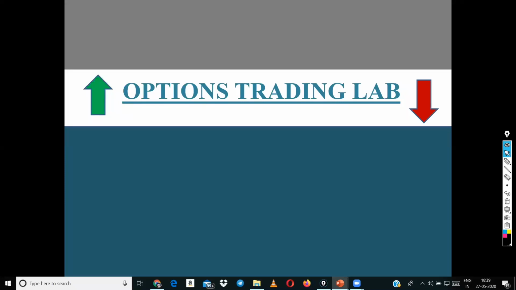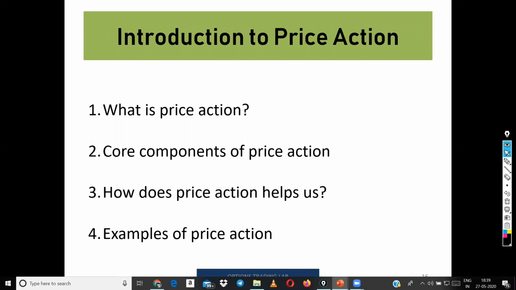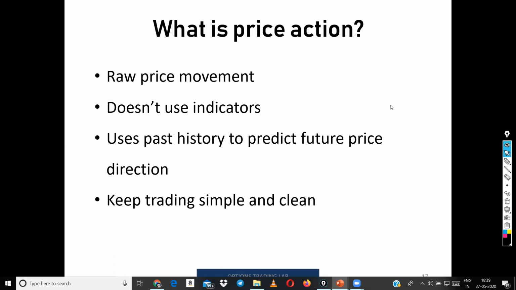Today we are getting into price action. Introduction to price action. What is price action? Core components of price action, and how does price action help us? And examples of price action. What is price action? Price action is raw price movement in a stock or any asset class.